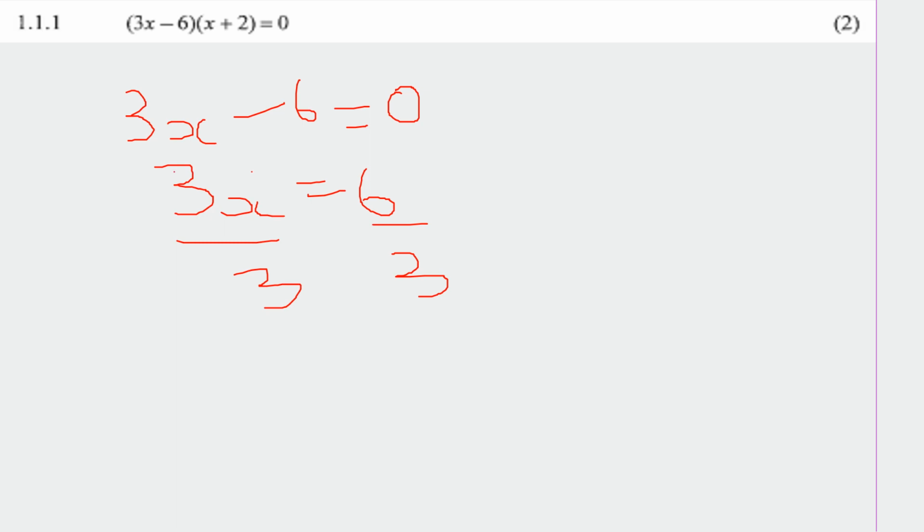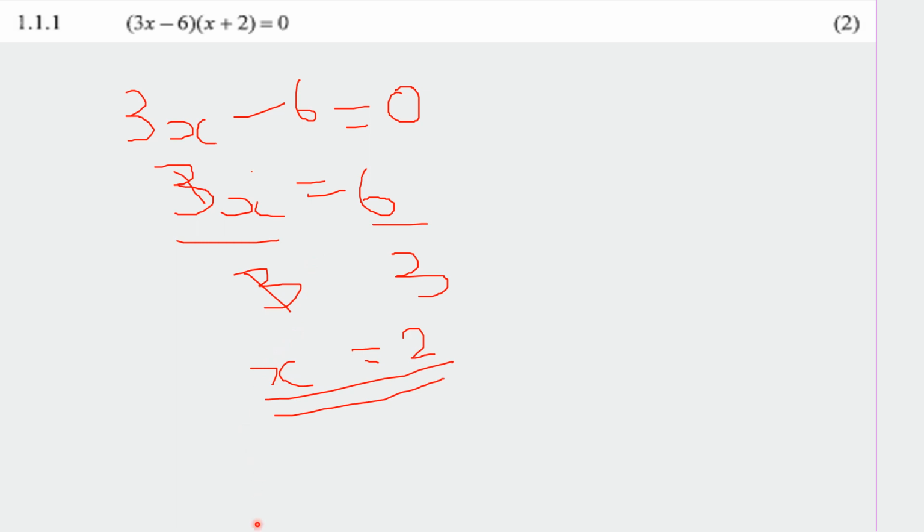So now this 3 will cancel out, and then x will be equal to 2. So this is the first answer that we get when we apply our zero factor law. But that does not mean it's the only answer.